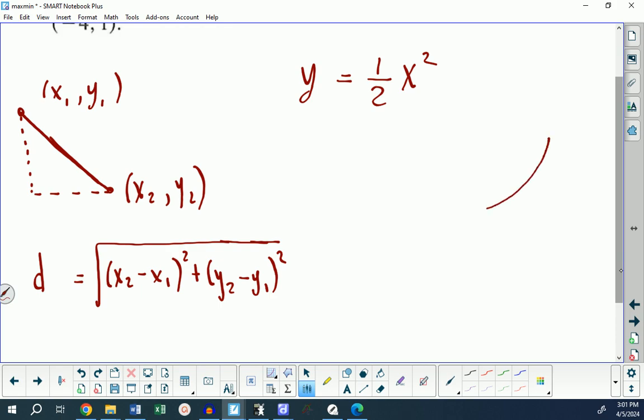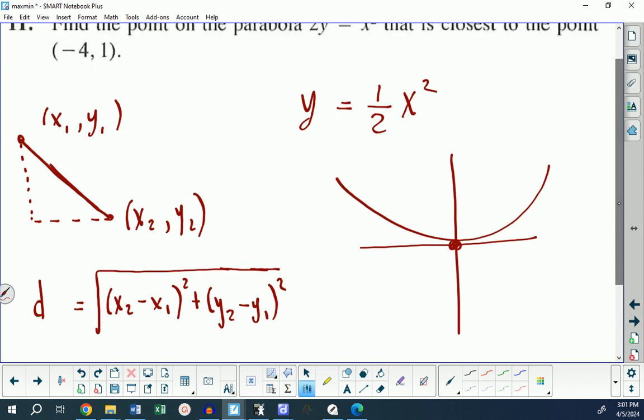When we take a look at this, here's y equals 1/2 x squared. We know it goes through the origin, where the vertex is. And we have a point, (-4, 1). By the way, the point (-4, 1) is below the parabola. Not that it matters. The reason it's below the parabola is that when you put in -4 here, you get a y coordinate of 8.